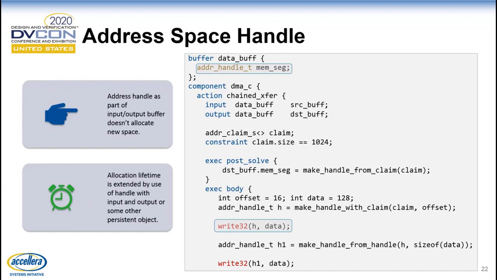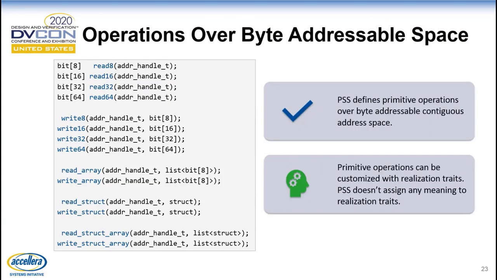Now here you see this write 32 in the red. That's how you operate on the contiguous byte addressable memory using the standard API that we have provided. And this code is pretty portable across all the realization platforms, your IP, SoC, or post-silicon. The important thing is these are only defined for the contiguously addressed byte addressable space. You can read and write bit 8, 16, 32, those sizes. You can have an array of those, or you can read and write structs, PSS plain structs, fixed size structs, and you can read and write an array of those too.